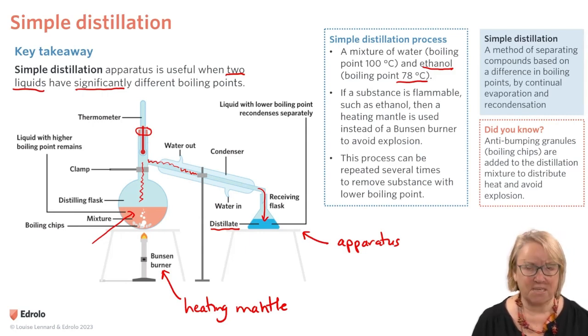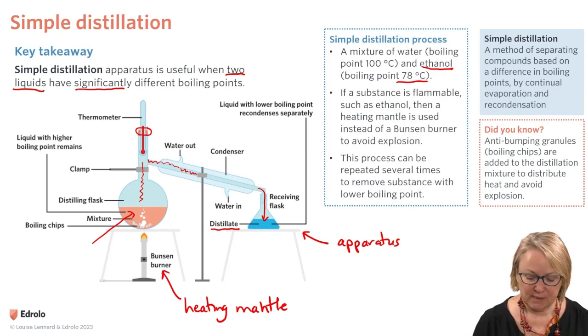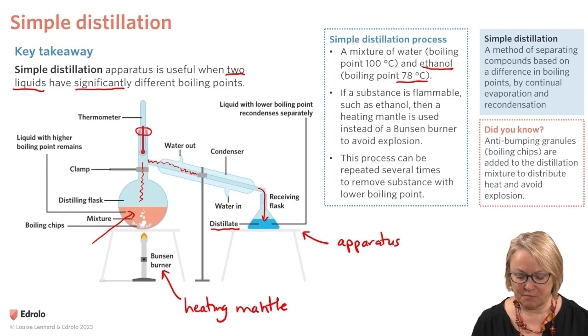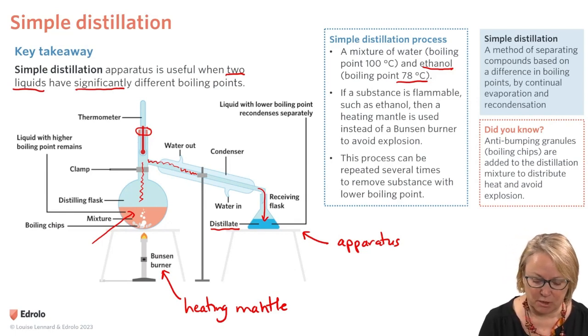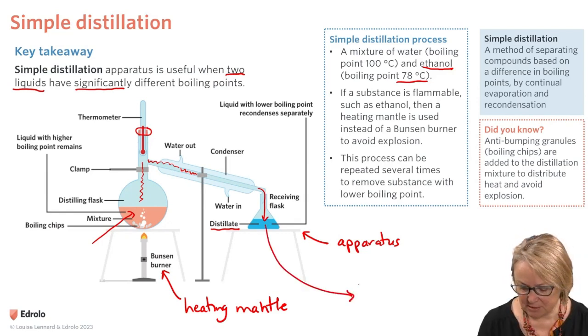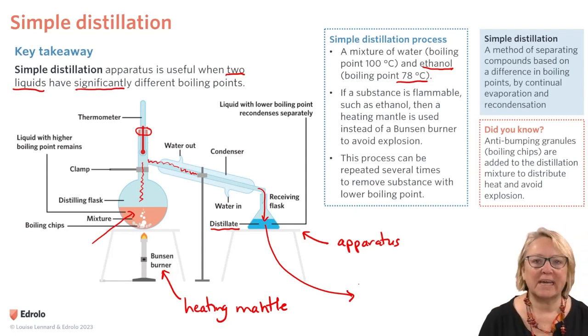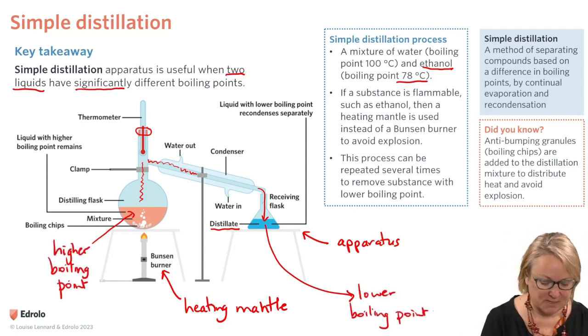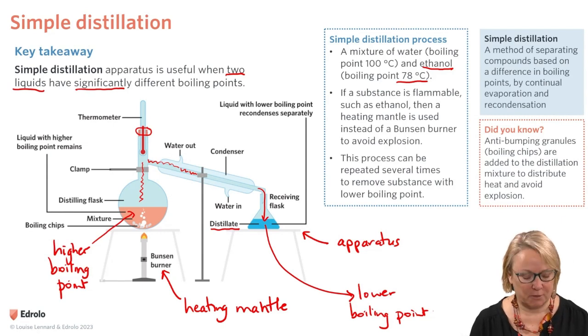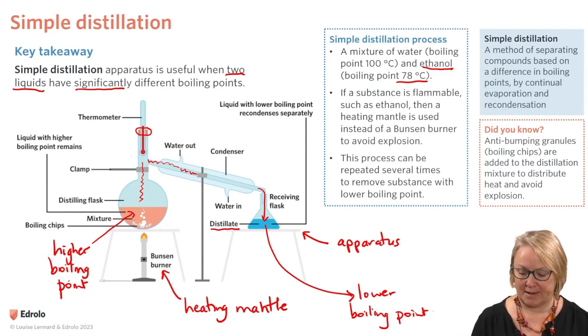So we would use a heating mantle instead of a Bunsen burner to avoid explosion. And this process can be repeated several times to remove the substance with the lower boiling point. So this is the lower boiling point. What we're left with in the boiling flask is the higher boiling point liquid, and in the distillate flask, the lower boiling point. So we've separated them.